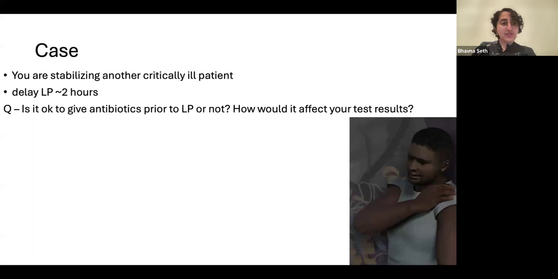So back to our case. You assessed him, you were worried for meningitis. However, you're in a busy emergency department and you don't have time to do that LP that you were planning to do. You are running a code, you're admitting a few other people. But we talked earlier, time is life and we want to start antibiotics. However, you're worried if you start antibiotics, would it affect your test results and then make your eventual treatment difficult?